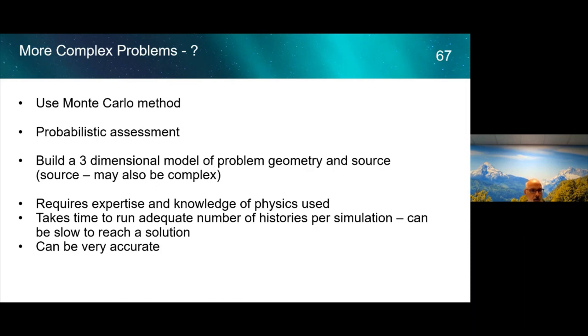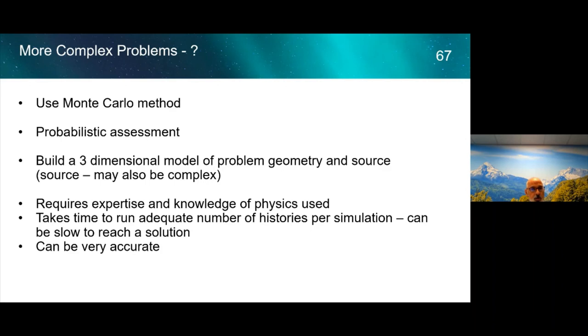To run things like Monte Carlo code, it requires expertise and knowledge of the physics used, and you need to build your model. It takes time to run because you need a large number of histories per simulation to get good statistics. And because of that, it can be slow to reach a solution. If you think for a moment what it actually means, you've got a detector placed on the safe side of a thick shielding barrier. The purpose of that shielding barrier is to remove photons, so you don't want any photons coming through. However, if you don't have any photons coming through, you can't count them. If you can't count them, you don't get good statistics. So you can see that the better your shield, the longer it's going to take to run your simulation.